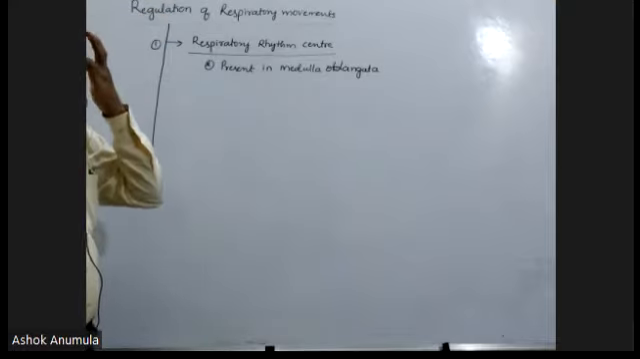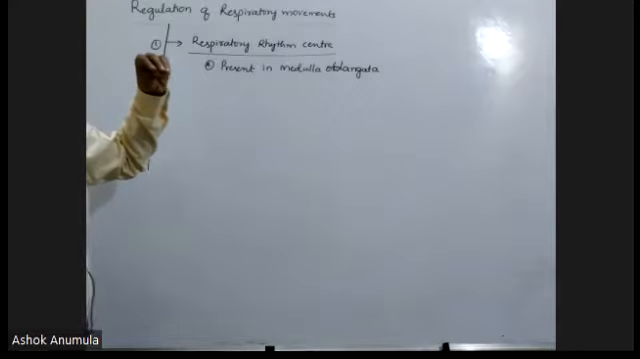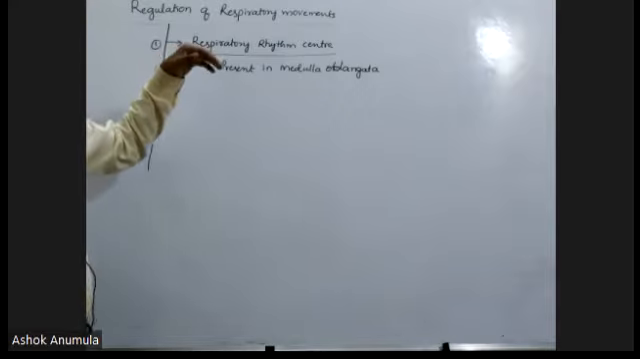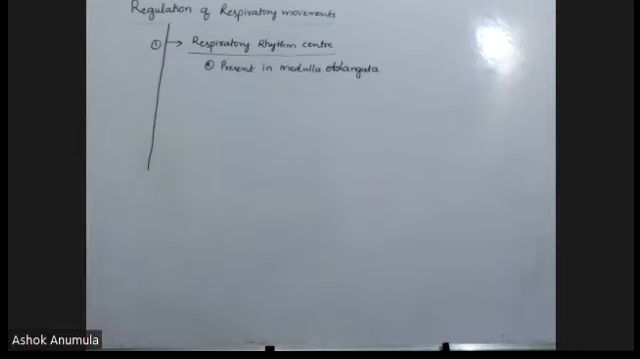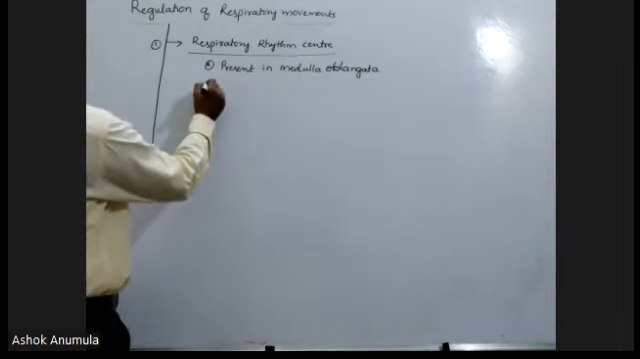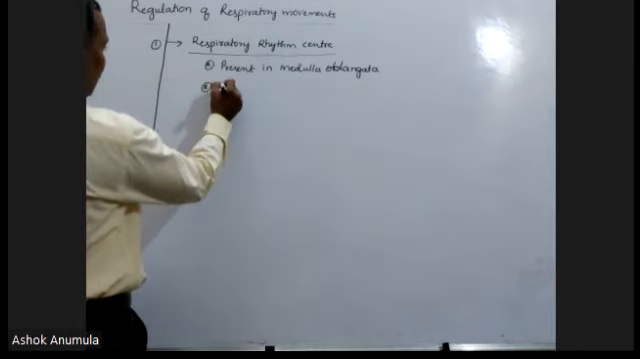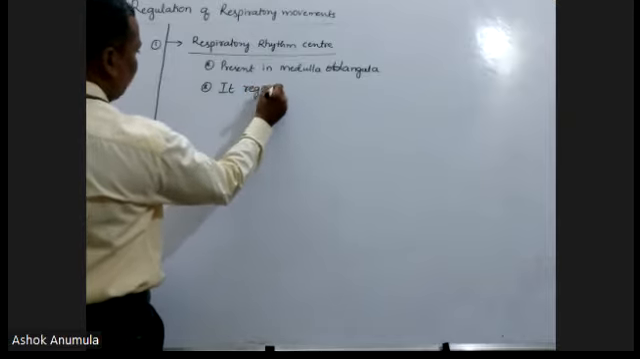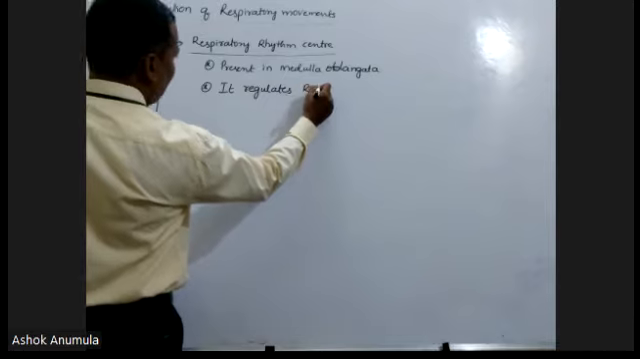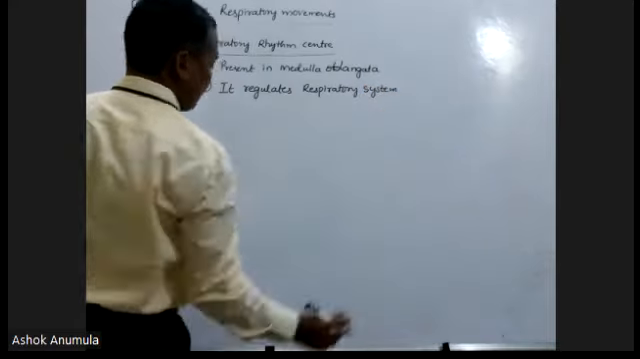Regulation of respiratory movements. The respiratory movements must be regulated by 4 types of centers. First one, respiratory rhythm center. The respiratory rhythm center is present in the medulla oblongata. It must regulate the respiratory system.